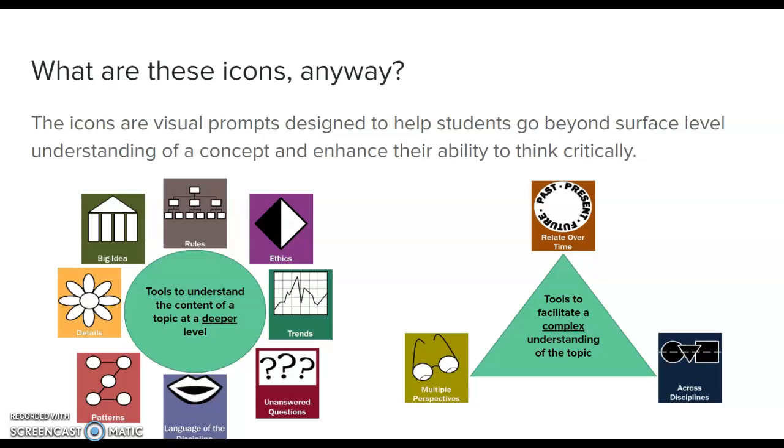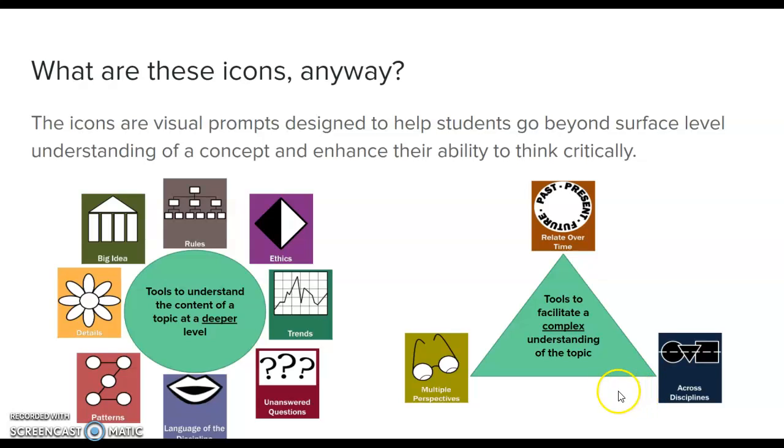If we were to break the icons into two groups, we would have the ones that are used to go deeper in the content on the left, and the ones that are used to build complexity on the right. If you notice, there's a lot more over here on the left-hand side. The reason for that is because if the students don't understand the basics of your content, they're going to struggle immensely with going to the abstract. It's kind of like if they don't understand how to write a sentence, they will not write a paragraph very well at all. So it is okay to hover in this area a majority of the time, so long as you are building in instances where they can go deeper with it and make those complex connections with it.